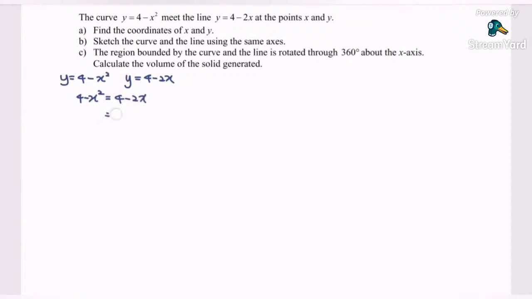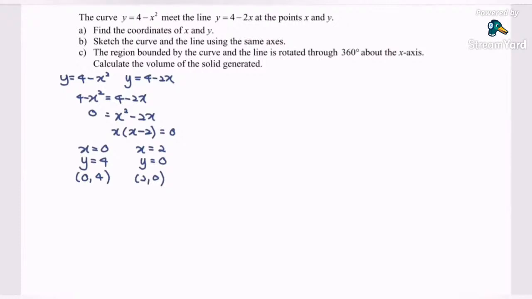Rearrange the equation. X squared minus 2x equals to 0. Factor the equation. X multiplied with (x minus 2) equals to 0. So x will be equals to 0, x will be equals to 2. When x equals to 0, y will be equals to 4, where we have the coordinate (0, 4). When x equals to 2, y will be equals to 0, and we will have the coordinate (2, 0).